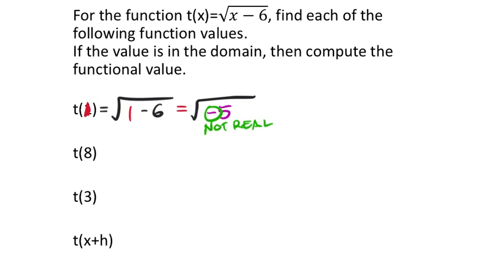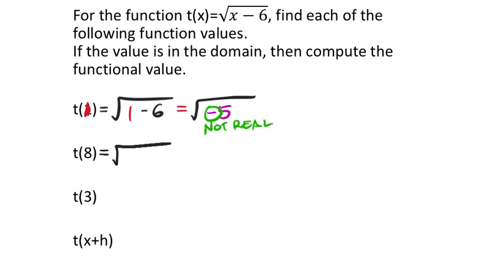So what did it say? Find if the value is in the domain, then compute the functional value. This one's not in the domain because it gives us a not real value. Well, we're going to keep doing this for all 4 parts.